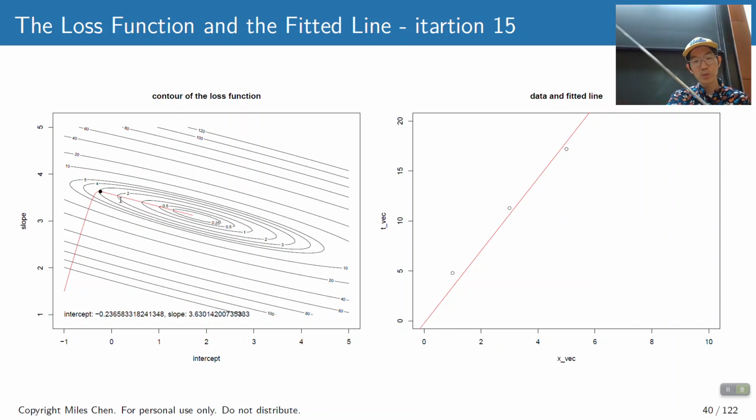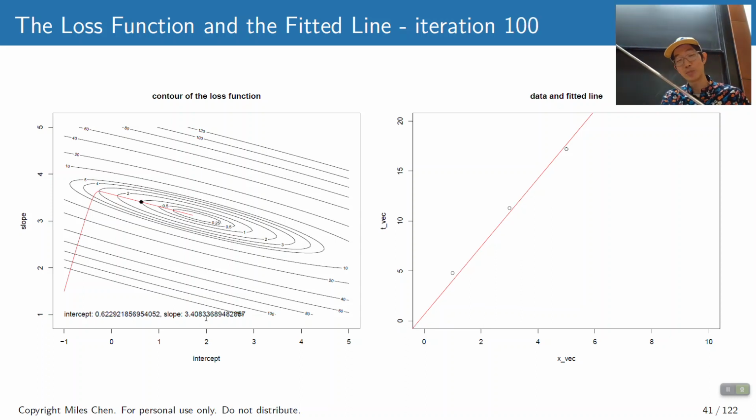It used to be intercept -0.23, slope 3.6, and after a bunch of iterations, now the intercept is 0.62 and the slope is 3.4.